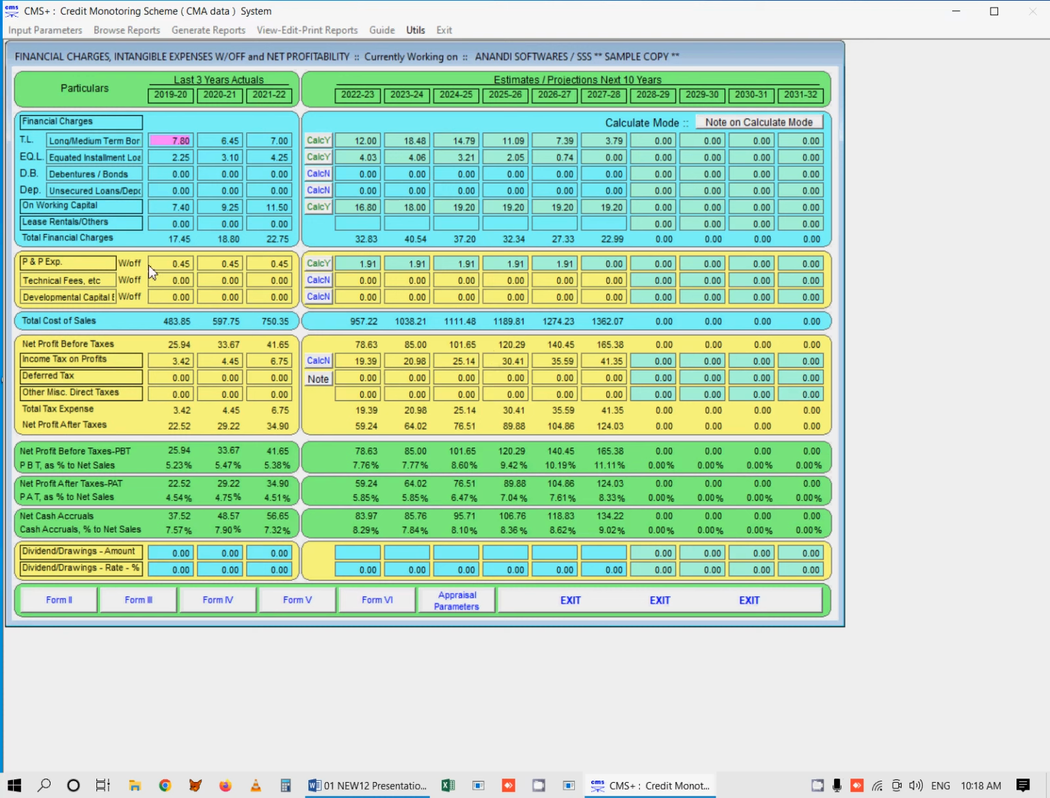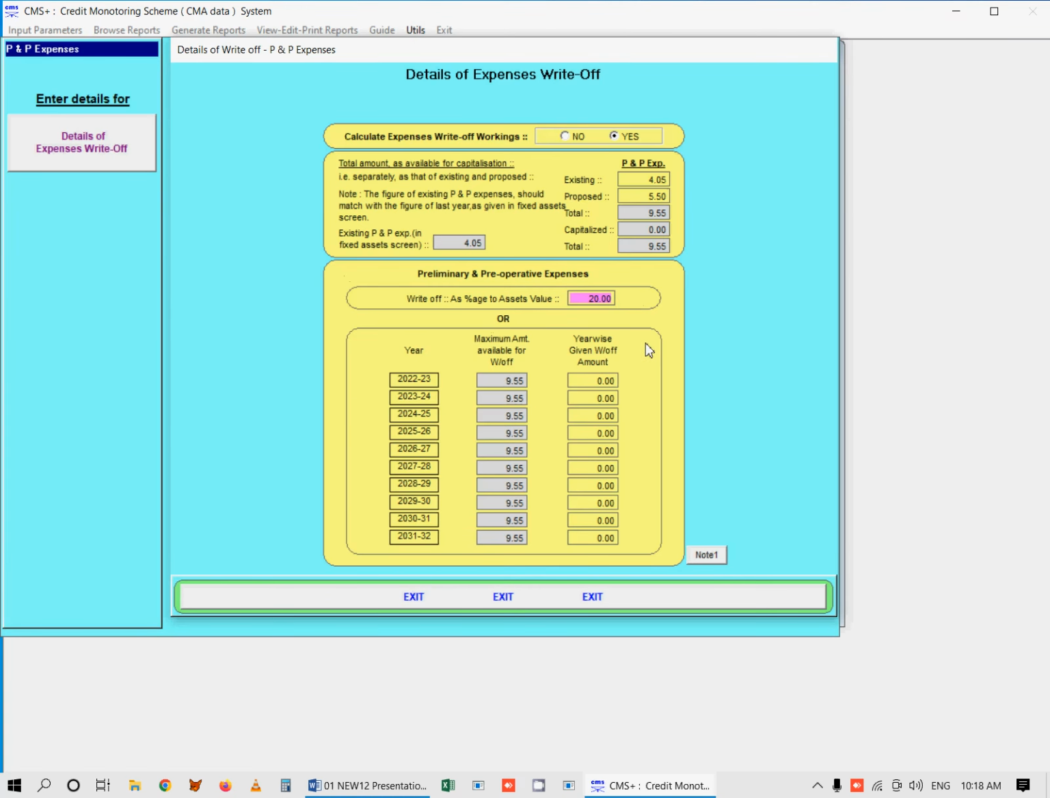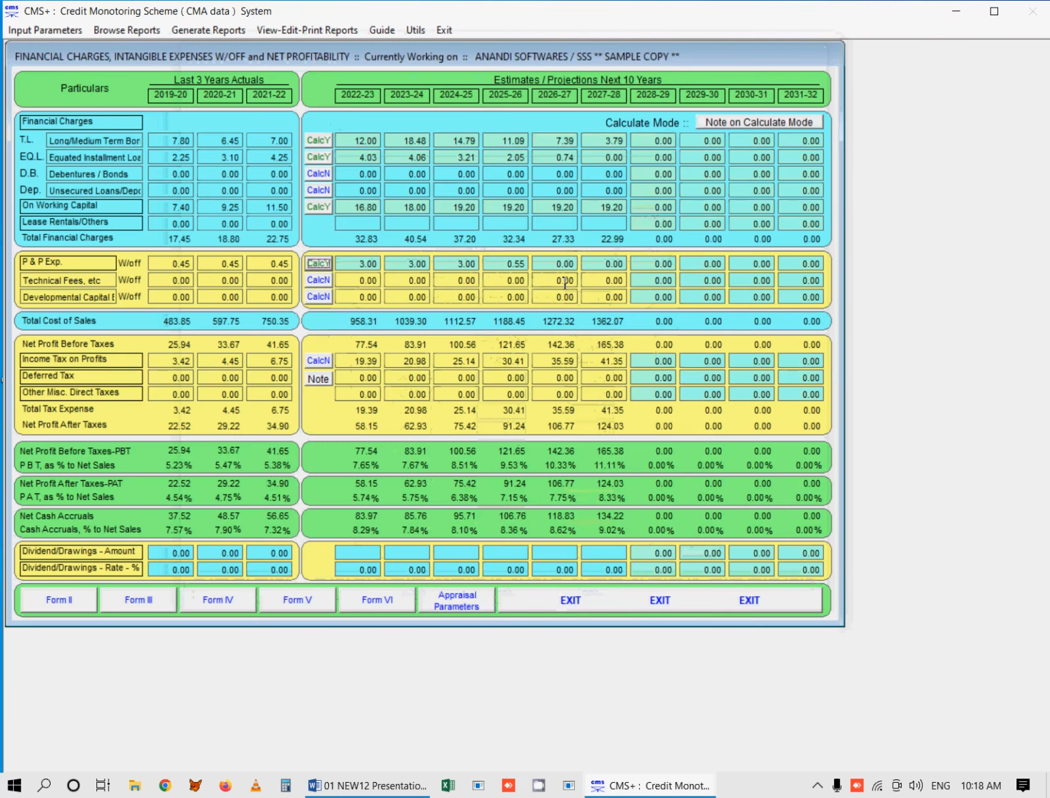Now we have a look at all intangible assets like P&P expenses, technical know-how fees, developmental expenses, etc. You may opt to write off in percentage terms of intangible assets value or as a year-specified amount, where simultaneously it indicates the max amount that could be written off. As for all the three above, it would be fully inbuilt and is set for the following calculations. A. Amount to be written off for each year separately. B. Carry forward balances as to be carried over to balance sheet.